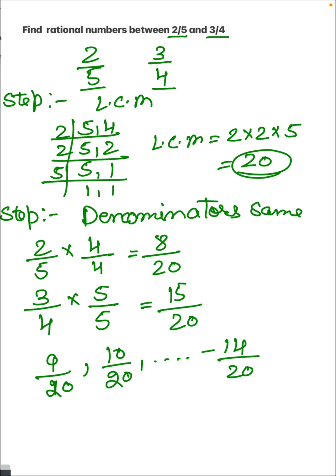So students, let's take a quick revision. Rational numbers are always in the form of P/Q. Denominators cannot be 0. And the third most important point: infinite rational numbers exist between any two numbers.